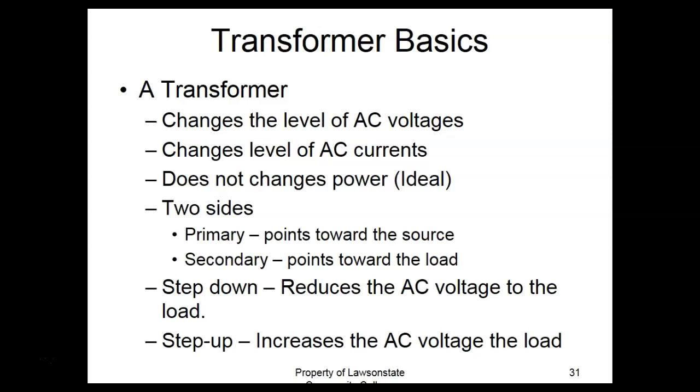So a transformer changes the level of AC voltage, changes the level of AC current, but does not change the power for an ideal transformer. We have 2 sides. We have the primary, which always points back toward the source, and then we have the secondary, which points toward the load. A step-down transformer reduces the AC voltage to the load, and a step-up transformer increases the voltage. But if we step down, current's going to go up to produce the same amount of power. If we step up, current's going to go down to produce the same amount of power.